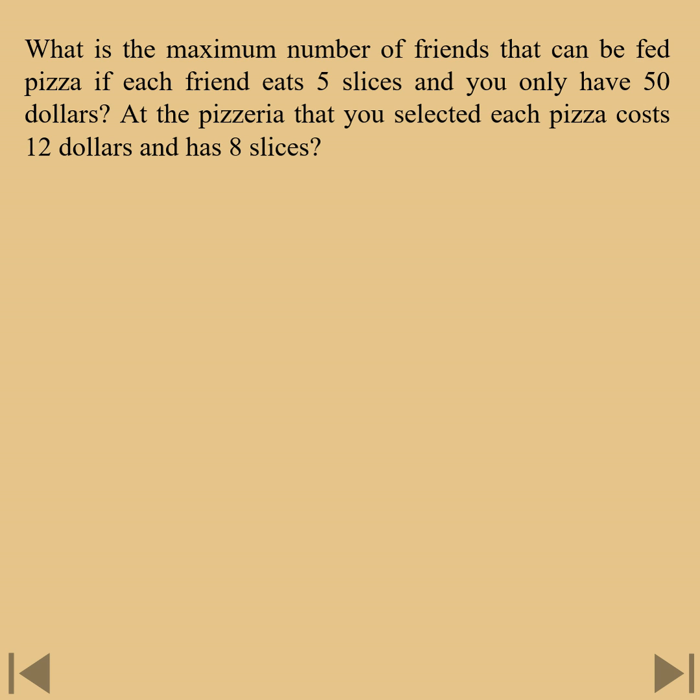Okay, another real-life problem. What's the maximum number of friends that can be fed pizza if each friend eats 5 slices and you only have $50? At the pizzeria you selected, each pizza costs $12 and has 8 slices. Well, I don't have a big book of real-life equations to look this up, but I do have my units. And that begins with step 1.